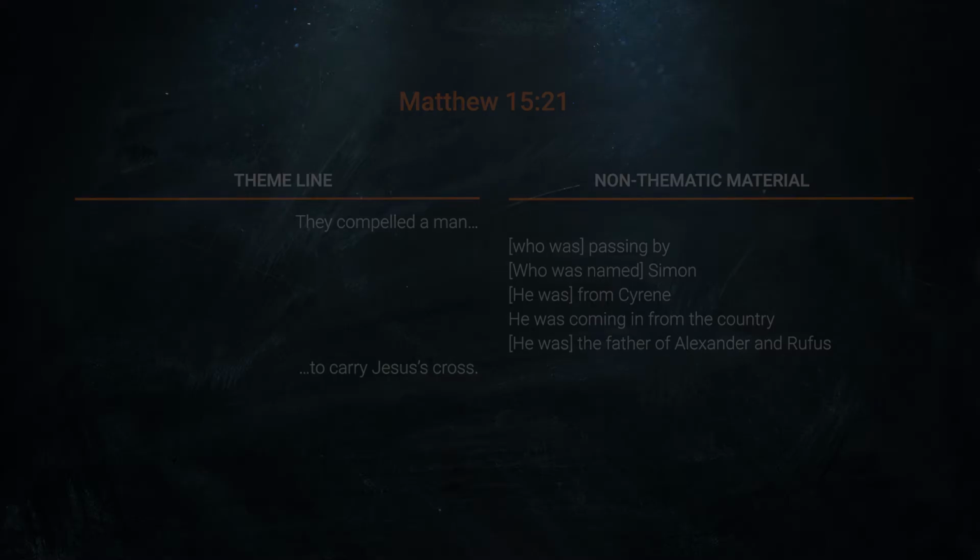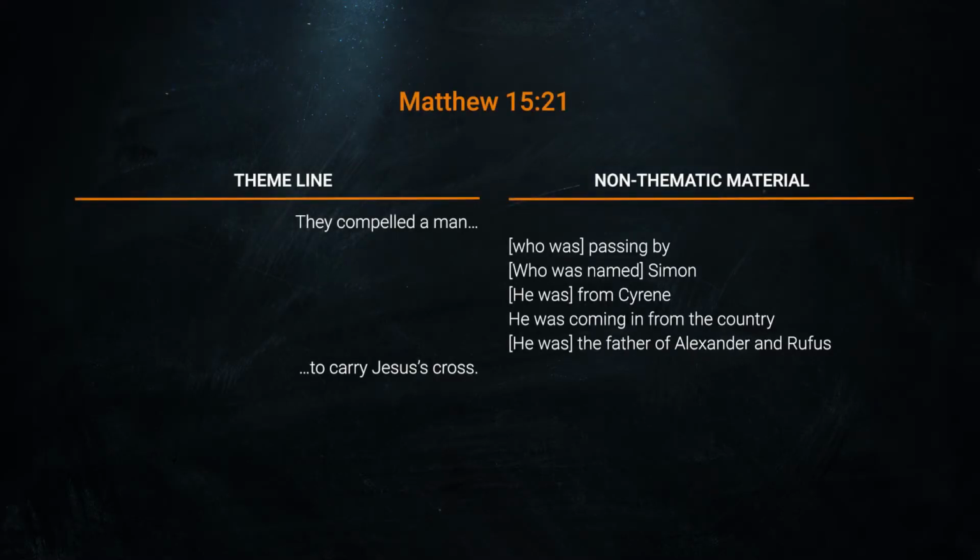Consider the example of Mark chapter 15, verse 21. This verse contains quite a bit of non-thematic material. So again, you see that I have placed the theme line on the left, in the left-hand column. The non-thematic material is on the right. And you see that only the very beginning of the verse and the very end of the verse are thematic. The rest of it, everything in the middle, is non-thematic.